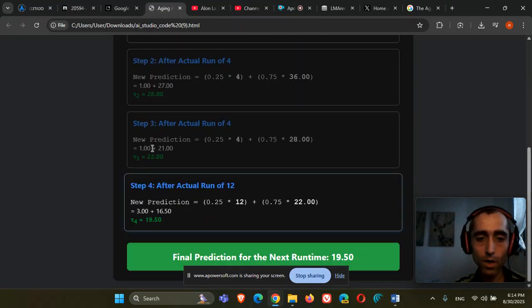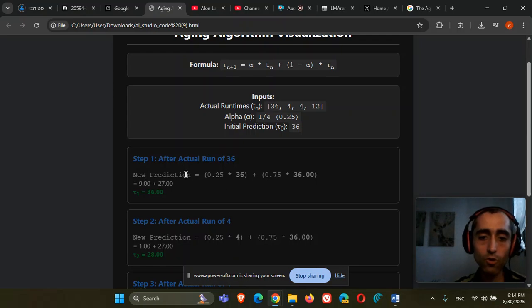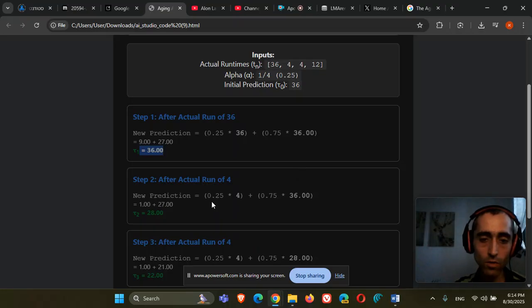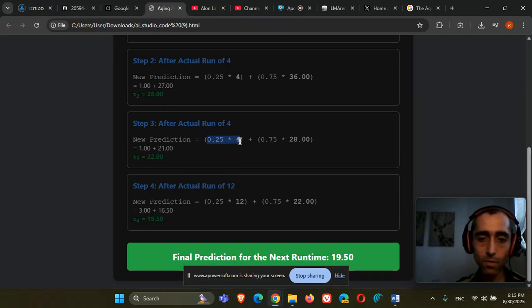As you can see in the calculation, each time we just apply this. For example, for the first new prediction, we had alpha 0.25 times the actual time for the last run, which is 36, plus 1 minus alpha, which is 0.75, times the prediction for the last time, which we initially predicted as 36. Then we got a prediction for the next one. We went to the next one: alpha times actual time, plus 1 minus alpha times the prediction from the previous one. We got a new prediction. Then alpha times the actual time, plus 1 minus alpha times the last prediction.